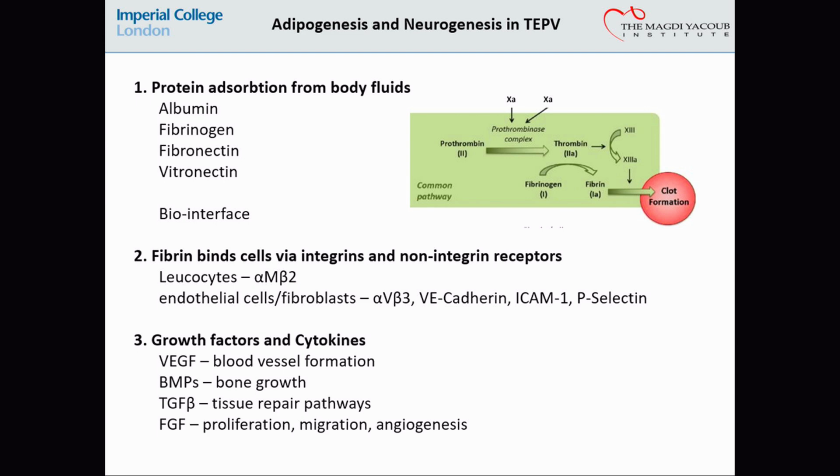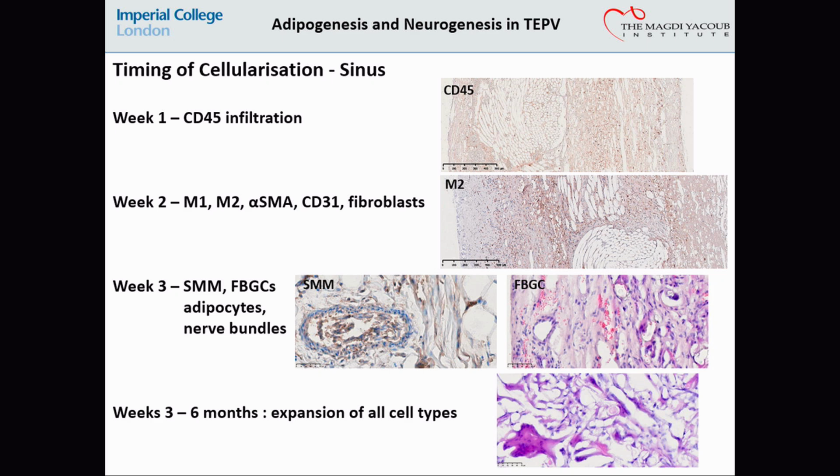And once the cells are inside the scaffold, they begin to release growth factors and cytokines, such as VEGF, BMPs, TGF-beta, FGF, and PDGF. So as soon as the scaffold is implanted, cells are homing into the scaffold, and by week 1, we have CD45 cells within the scaffold.